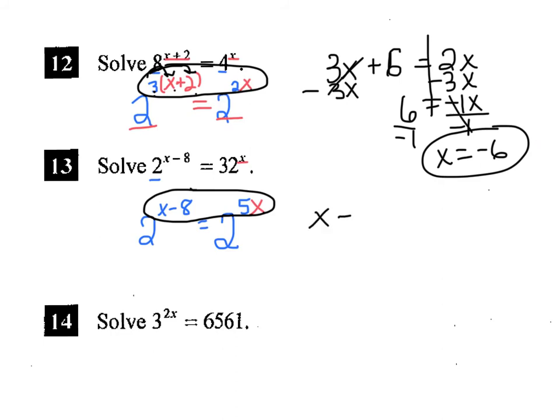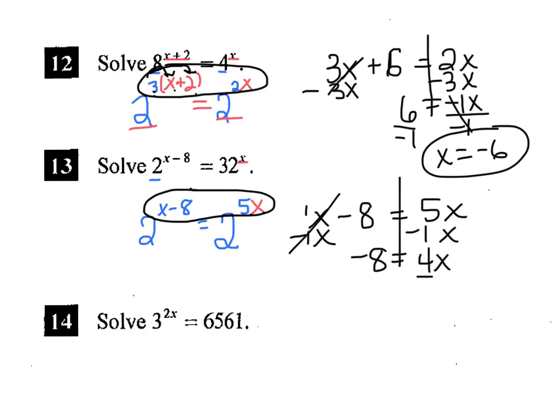So the equation is x minus 8 equals 5x. So now we solve this for x. We'll minus 1x from both sides. And we get negative 8 equals 4x. And when you divide both sides by 4, you get x equals negative 2. That's the answer for 13.